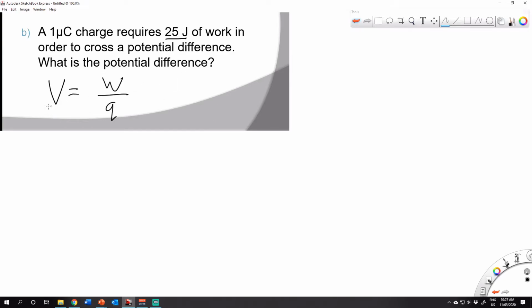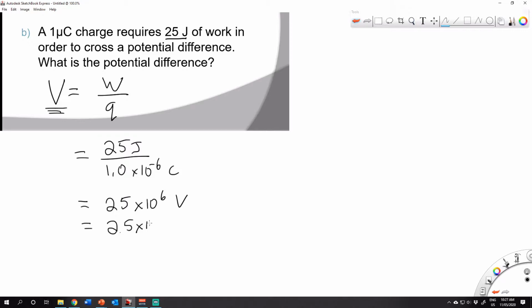So here I'm asked to find the potential difference. Well, we know how much work we're doing. We have 25 joules of work. We have a 1 microcoulomb charge. Let's write that down as 1 times 10 to the negative 6 coulombs. Doing our division, this will be 25 times 10 to the 6 volts, and simplifying it, 2.5 times 10 to the 7, and this will be in volts. So this potential difference is quite a lot. This is about 25 million volts.